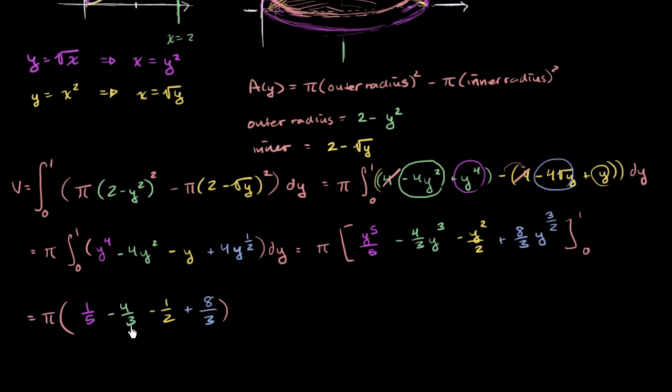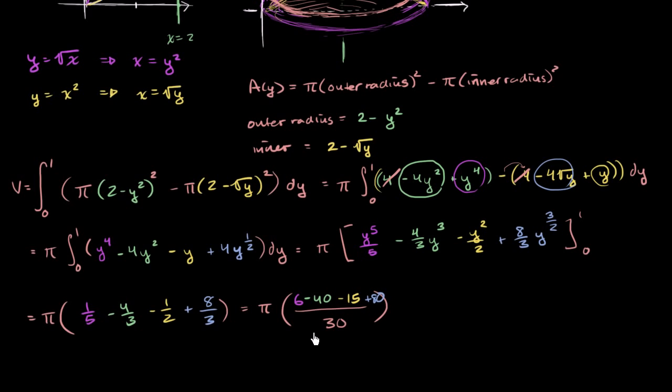Let's see, 5, a 3, and a 2. Looks like we're going to have a denominator of 30. So we could rewrite this as equal to pi, and we could put everything over a denominator of 30. 1/5 is 6 over 30. 4/3 is 40 over 30, so this is minus 40 over 30. Negative 1/2, that's minus 15 over 30. And then finally, 8/3 is the same thing as 80 over 30. So that's plus 80.